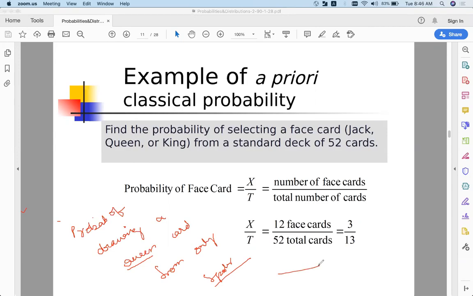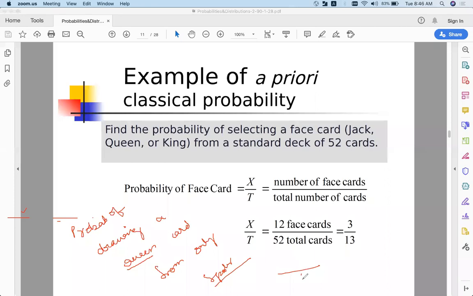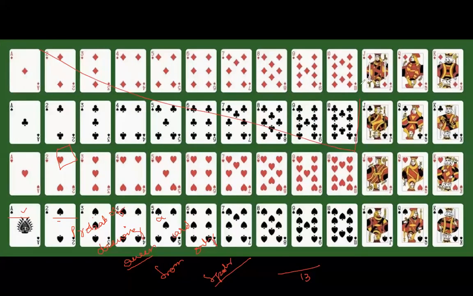Now, what are the only spades? Only spades are 1, 2, like that, 13. First you come with 13. Right? What I told was, I have a deck of cards. So your sample space is this whole thing. It's important to start from the denominator.